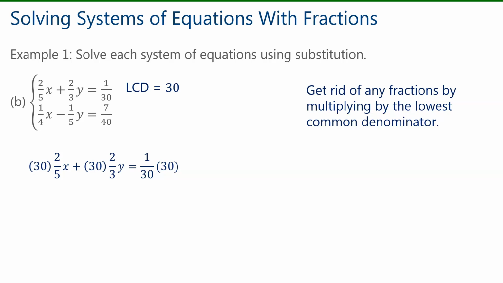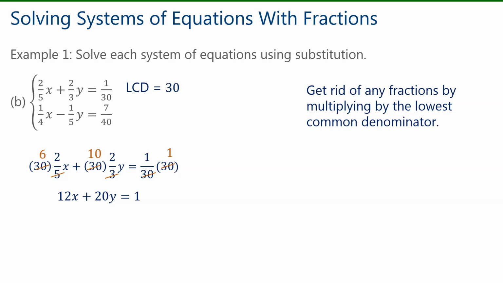5 and 30 can reduce to 6. 3 and 30 reduces to 10. And 30 and 30 reduces to 1. Now multiplying what we have left would give us 12x plus 20y equaling 1.